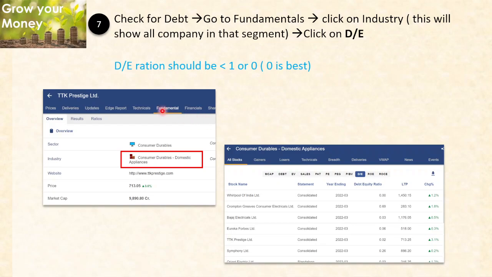For that, you have to go back to the fundamental tab, click on the industry there, and then you will see all the industries which are related to that. So in that, if you click on the D by E, that is debt to equity ratio, you will see the debt to equity ratio for that company. Here for TTK, it is showing as 0.02, which is less than 1 for us, which is good. If it is 0, it is the best, an example that we can see here is Whirlpool. Okay.